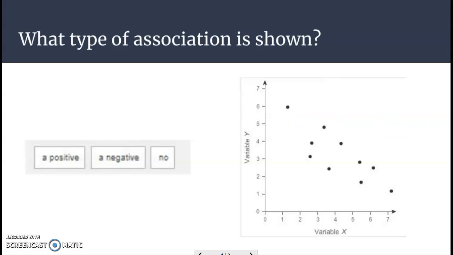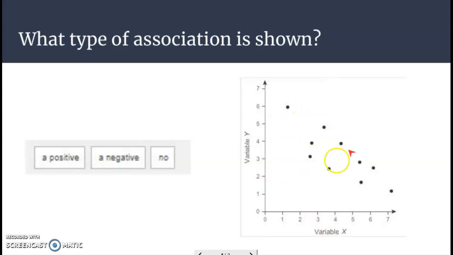Welcome back, everybody. We're going to talk about different types of associations with scatter plots. Two types of association that we can focus on in this problem: whether it's positive, negative, or no association. Notice the scatter plots here. We're just comparing two variables.